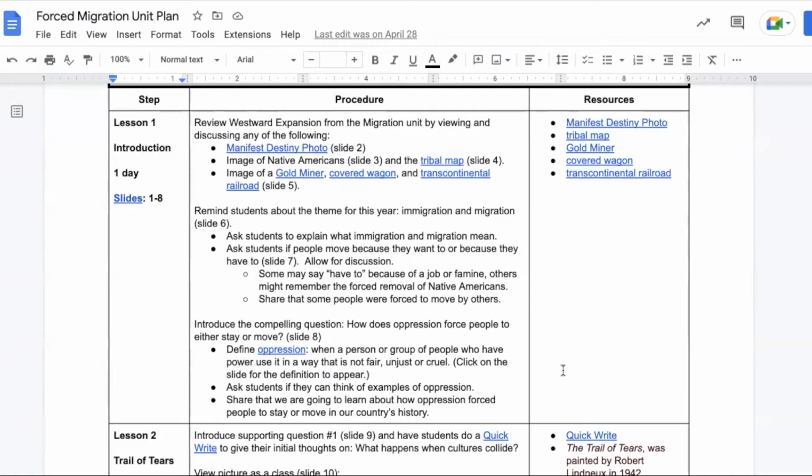We're going to need to define the word oppression and emphasize that it is not fair, it's unjust, or it's cruel. You can ask students if they can think of examples of oppression, or we can just say that some things happened in our country and we're going to learn how oppression was a part of that.